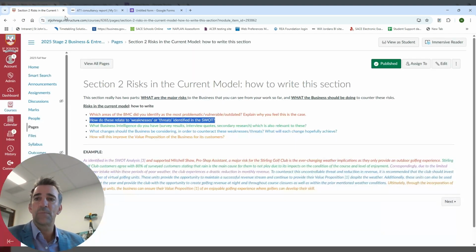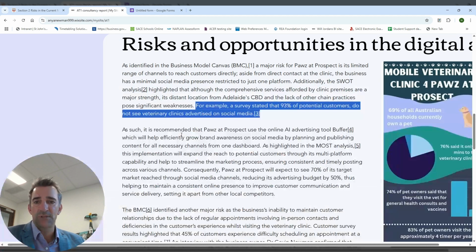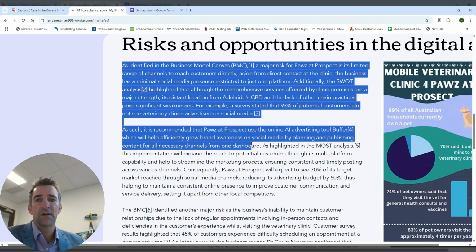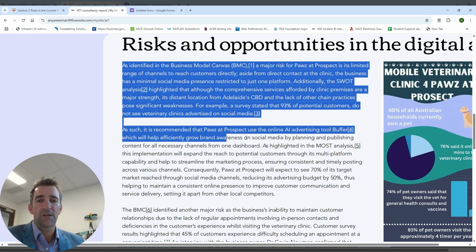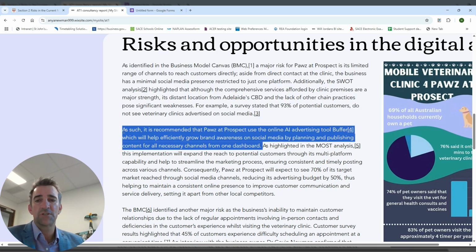Okay, so if we go back to the task sheet, we ask this: what changes should the business be considering in order to counteract these weaknesses? What will each change hopefully achieve? So Anya's answered this question by saying this: as such, it's recommended that Pause at Prospect use the online AI advertising tool Buffer, which will help efficiently grow brand awareness on social media by planning and publishing content for necessary channels from one dashboard. So she's got a social media solution.